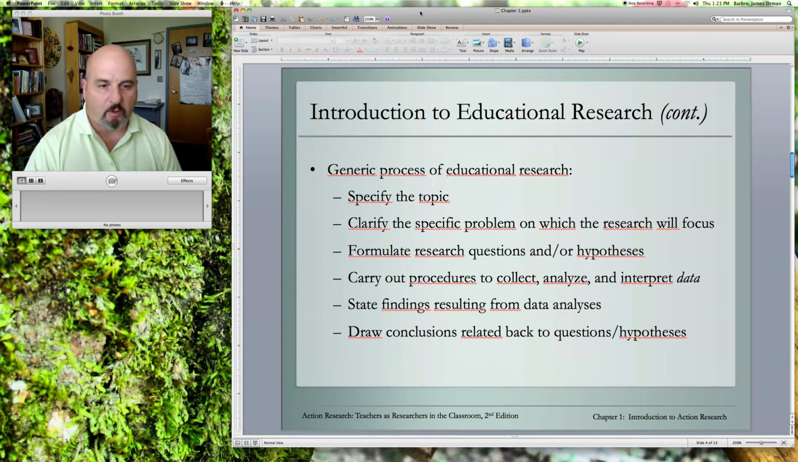Clarify the specific problem on which the research will focus. Now, what you have to be able to do is specifically state, this is what I want to look at.